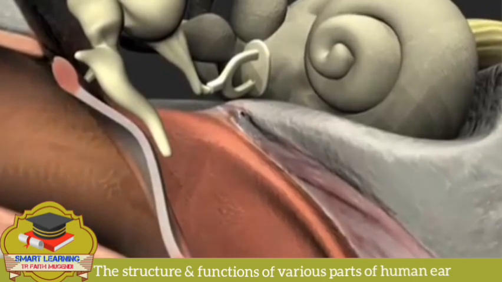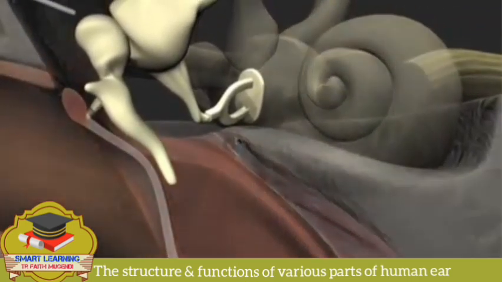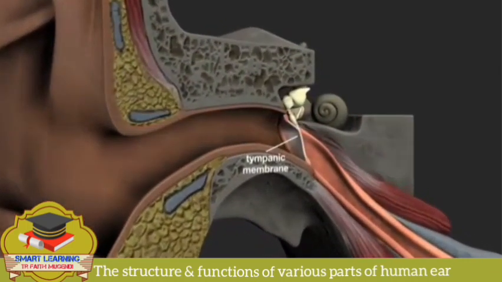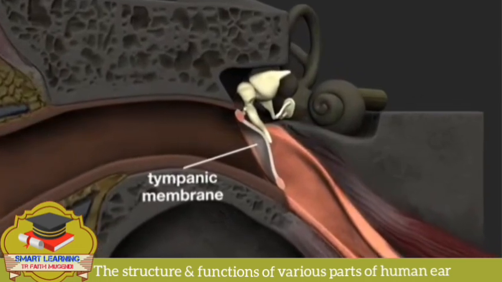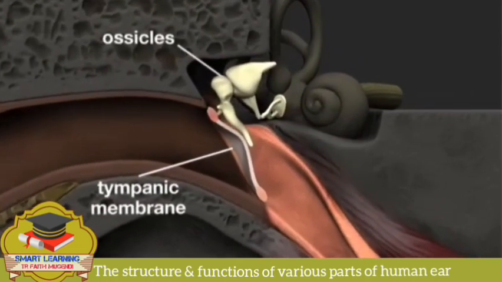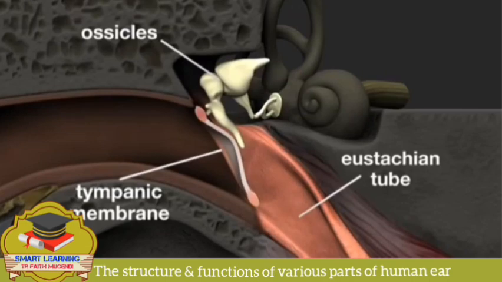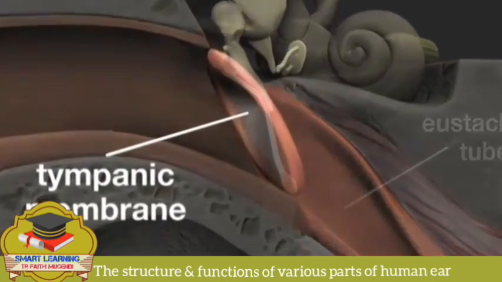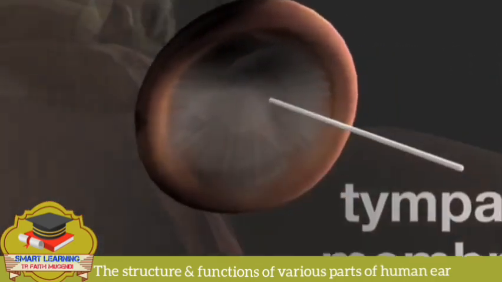Let's now look at the middle ear. It's an air-filled cavity within the skull and is situated between the outer and the inner ear. It consists of the tympanic membrane, ear ossicles, eustachian tube, and oval and round windows. The tympanic membrane, commonly known as the eardrum.